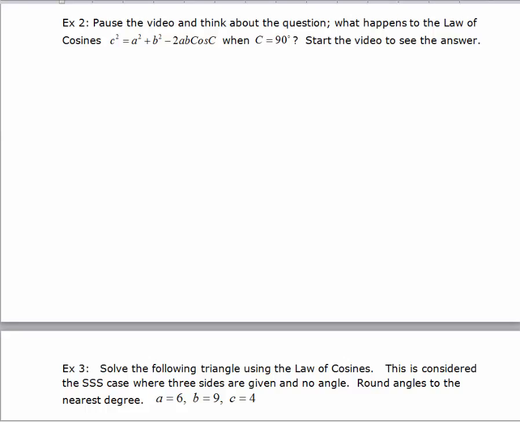Before we use the law of cosines in the case where you're given three sides, the SSS, I'd like you to pause the video and see what happens when the angle that you use is 90 degrees when using the law of cosines. So basically what I'd like you to do is just keep all the variables in here, the c squared, the a squared, the b squared, the a and the b, and just put in 90 degrees and see what happens. And when you're done simplifying that expression, start the video and we'll compare our answers.